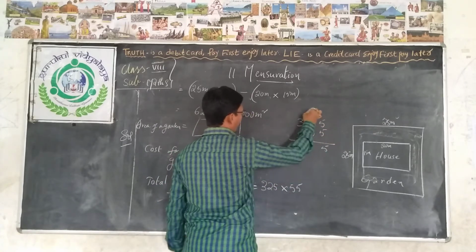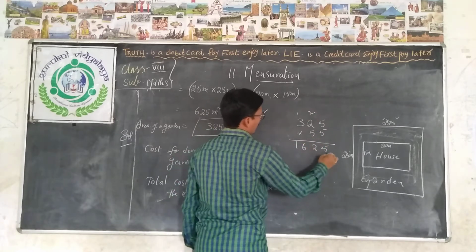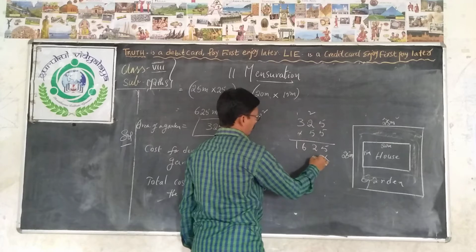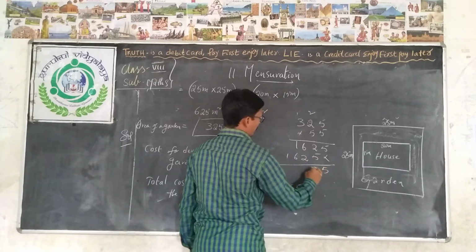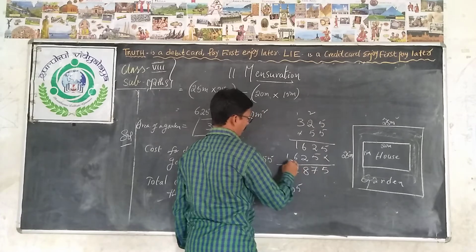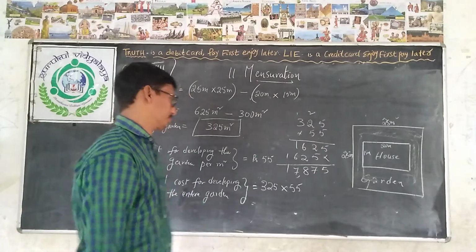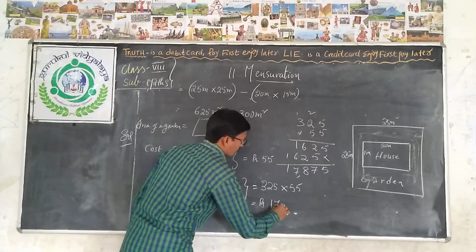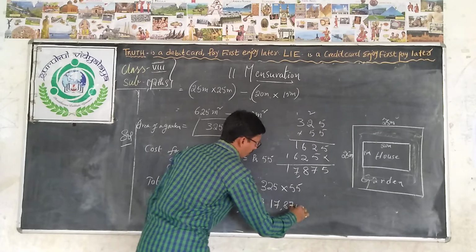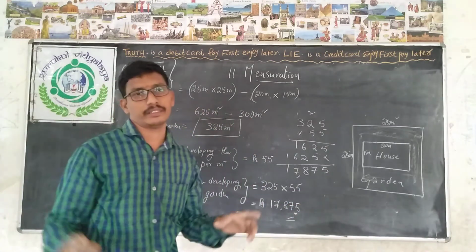5 fives are 25. 5 plus 10 plus 2 is 17. Again the 5 table only. The same numbers will become 5 2 6 1, 5 7 8 7 1. 17,875 rupees will come. So the total amount of 17,875 rupees should be spent for developing the total garden.